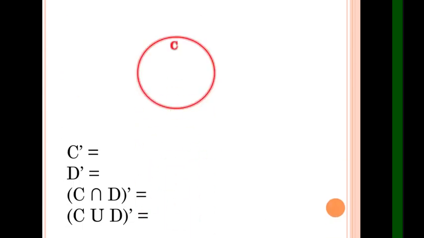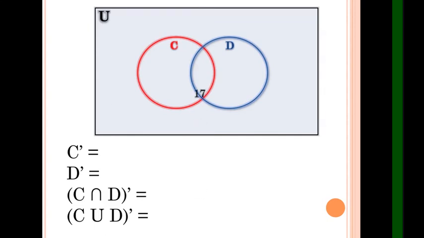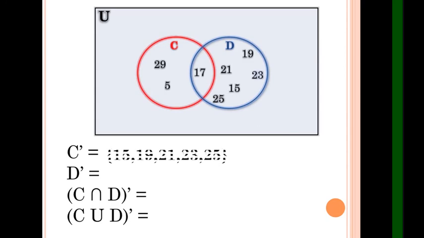And another. So, we have this representation of the universal set in the box and the intersection of the two circles using the Venn diagram. Okay. What is the C complement? The C complement, yung matitira is 19, 21, 23, 15, and 25. So, that is the C complement.